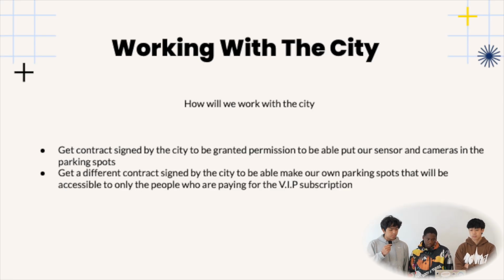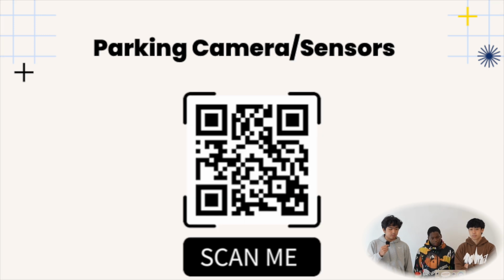How we will work with the city is getting a contract signed to grant us permission to use sensors and cameras in parking spots, and getting a different contract signed to make our own parking spots that will be only for VIP. And here's a QR code for how we're going to use a camera and sensors.